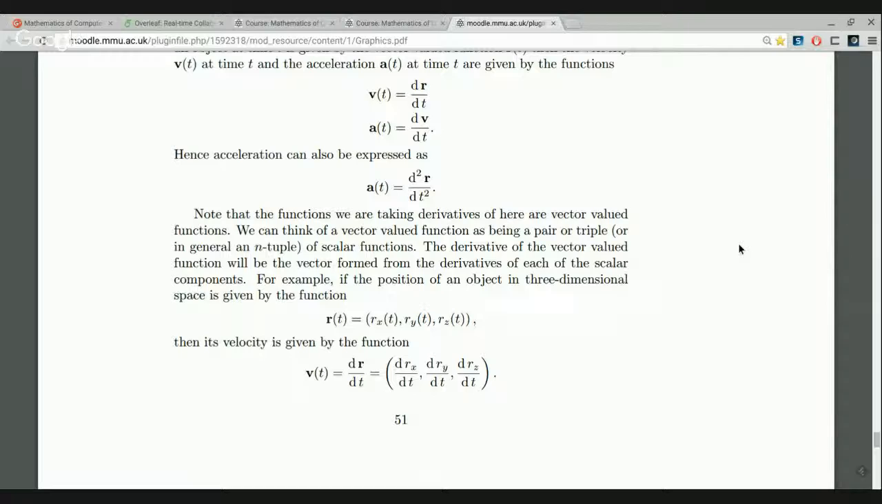And the differential operator d/dt acts on the vector r in a component-wise fashion. So the meaning of the derivative of the vector valued function r with respect to time is that vector you get when you differentiate with respect to time each of the component functions. Okay, so drx/dt, dry/dt, drz/dt.